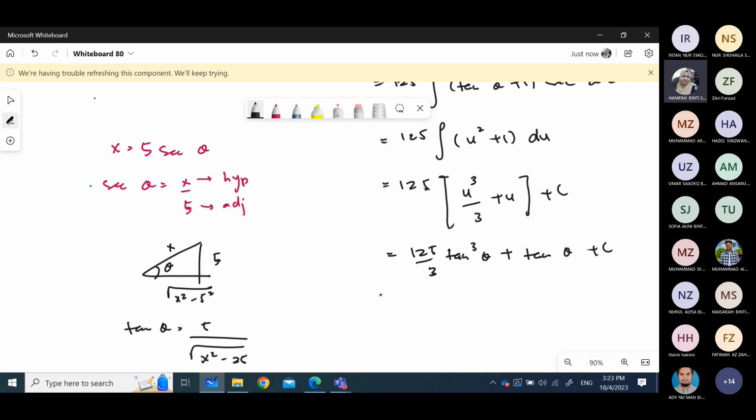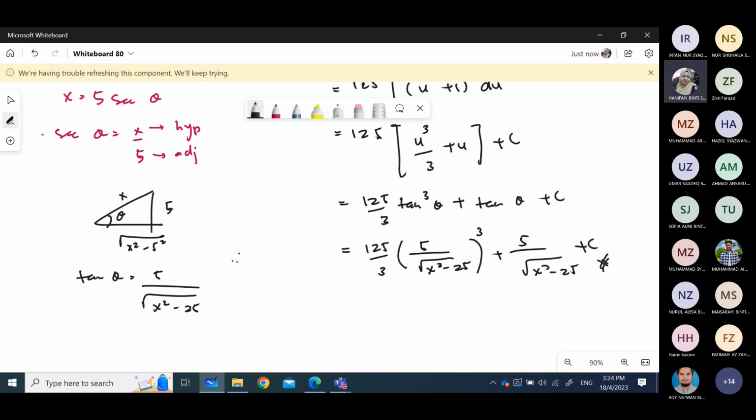Okay, so you substitute it here. So 125 over 3, tangent theta to the power of 3. So this means 5 over square root x squared minus 25 to the power of 3, and then plus 5 over square root x squared minus 25 plus c. Okay, so this is the answer.